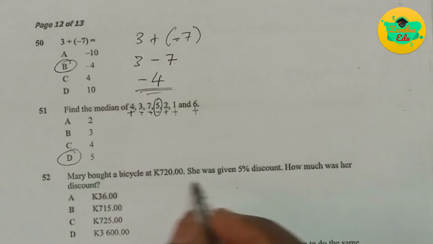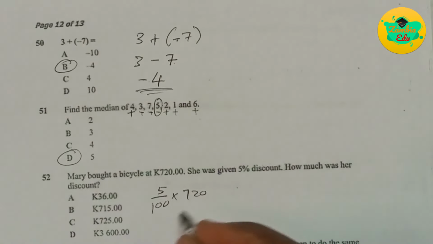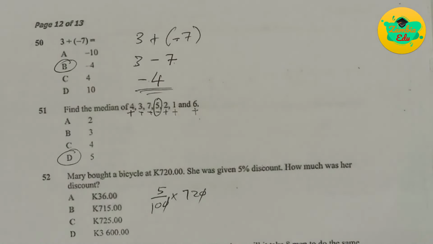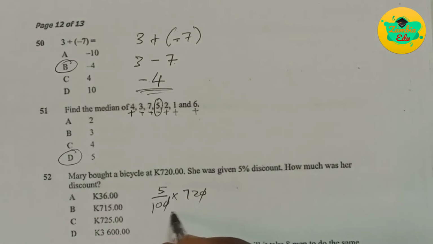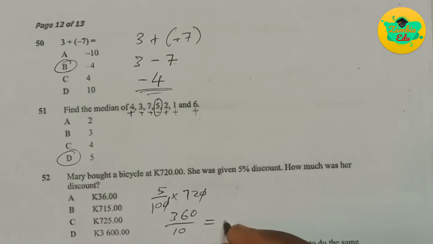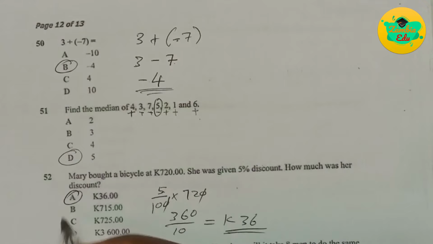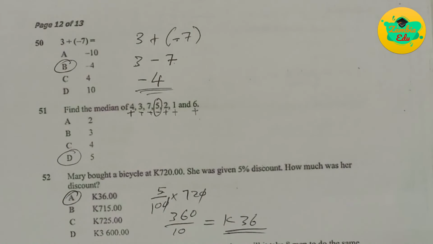So for us to be able to find how much her discount was, that's 5 over 100 times the 720. So 0 and 0 cancel there. Then we say 5 times 72, it gives us 360 over 10. So 360 divided by 10, we get the answer being equal to 36 kwacha. So the 5% discount of 720 was 36 kwacha for question 52.